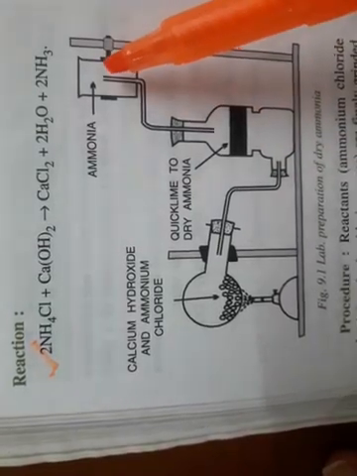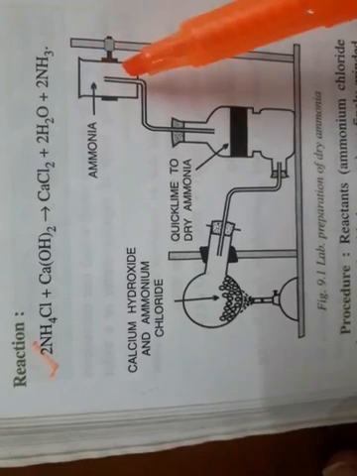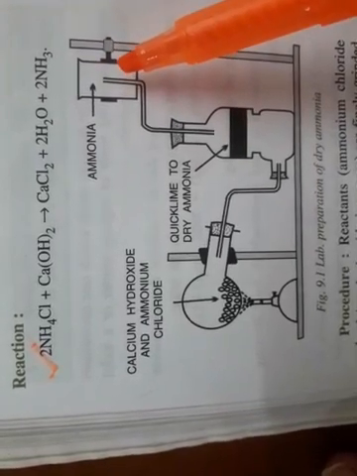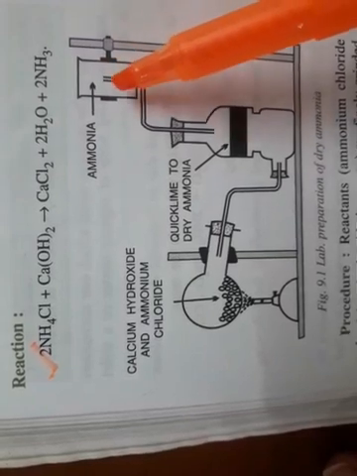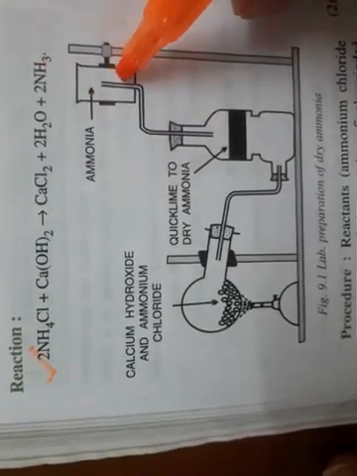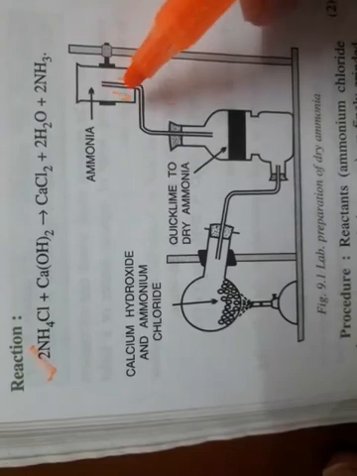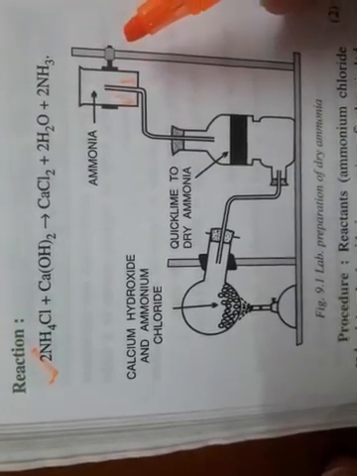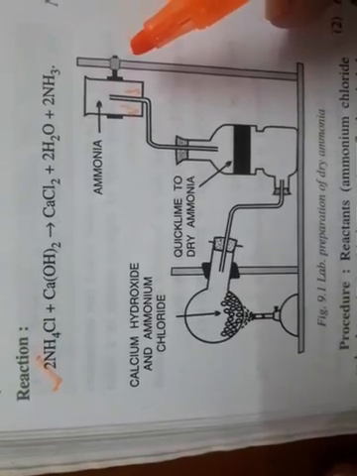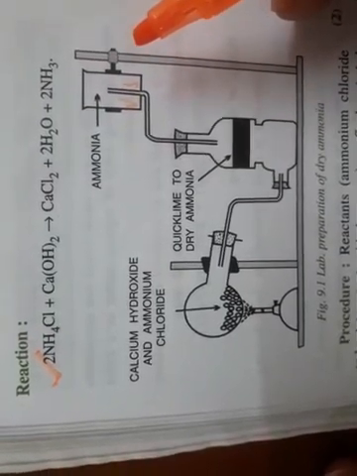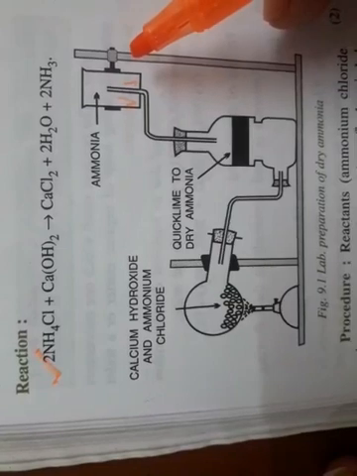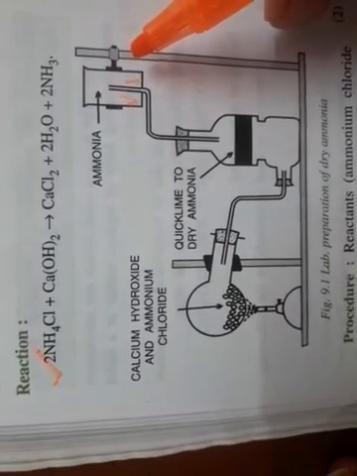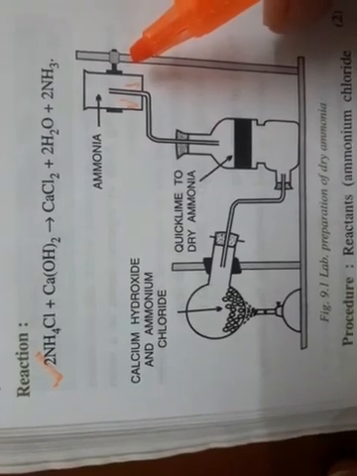How is ammonia gas collected? Ammonia is collected by downward displacement of air. Ammonia will go up and air will go downwards. Why? Because ammonia is lighter than air. It is not collected over water because it is highly soluble in water. Clear till here, children?